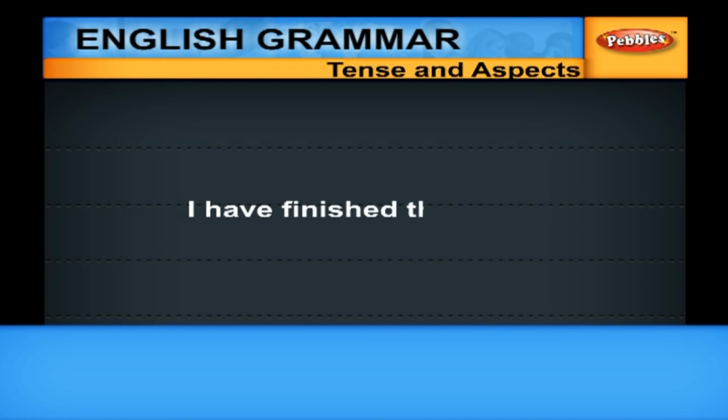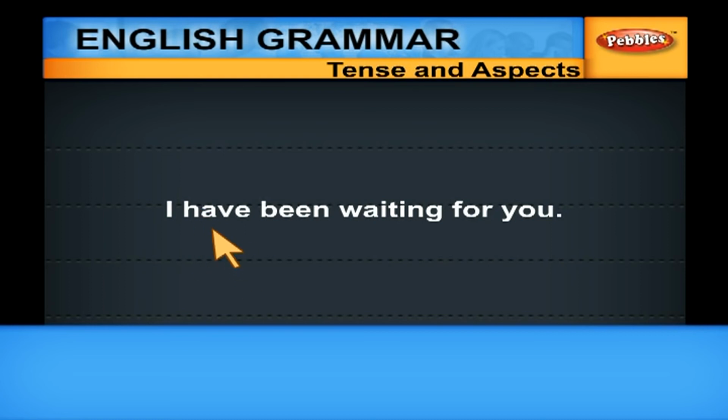I have finished the work. Here the verbs are have and finished. Finished is the main verb or lexical verb. Have is the helping or auxiliary verb. I have been waiting for you. Here you have have, been, waiting as verbs. Waiting is the main verb. Have and been are auxiliary verbs or helping verbs.